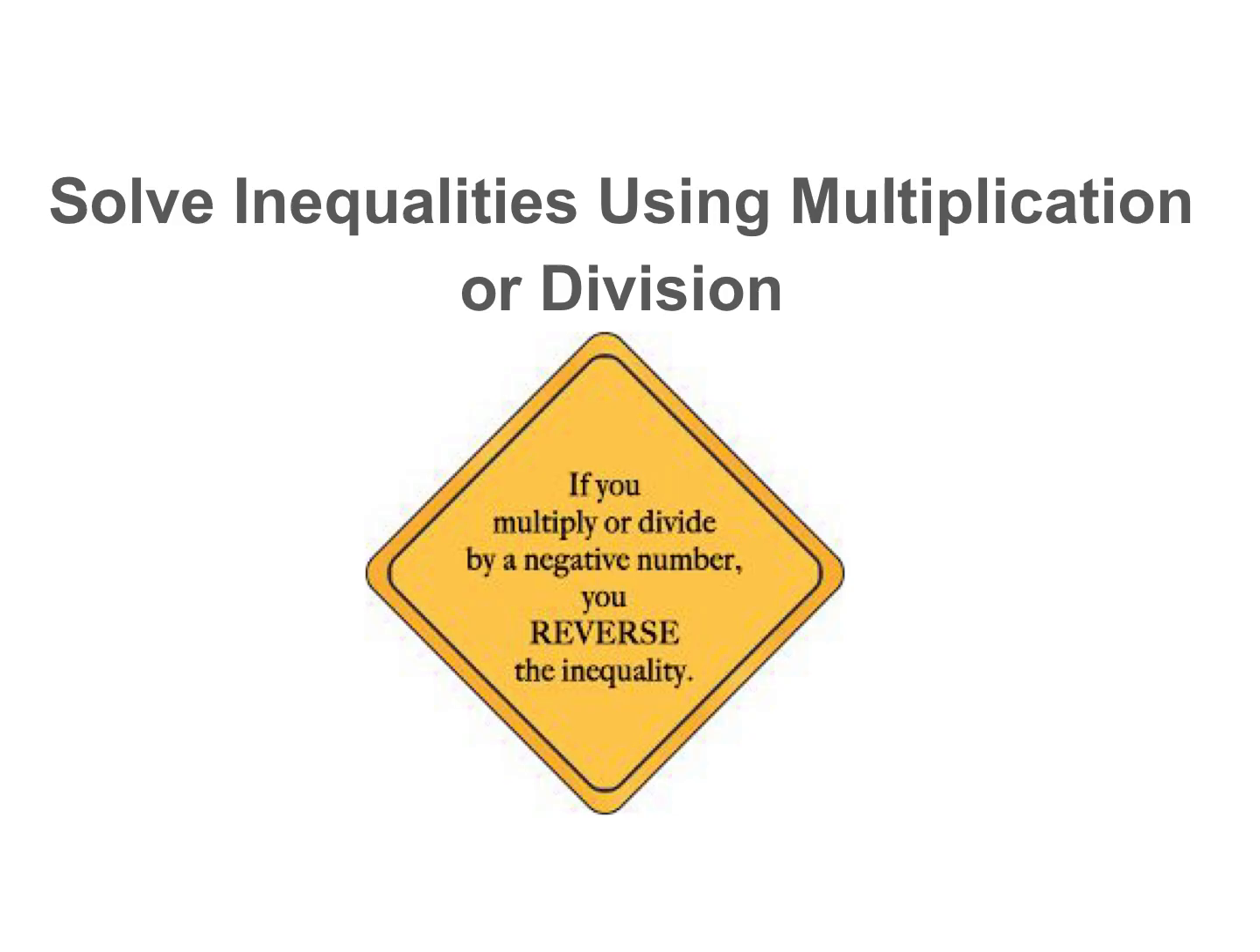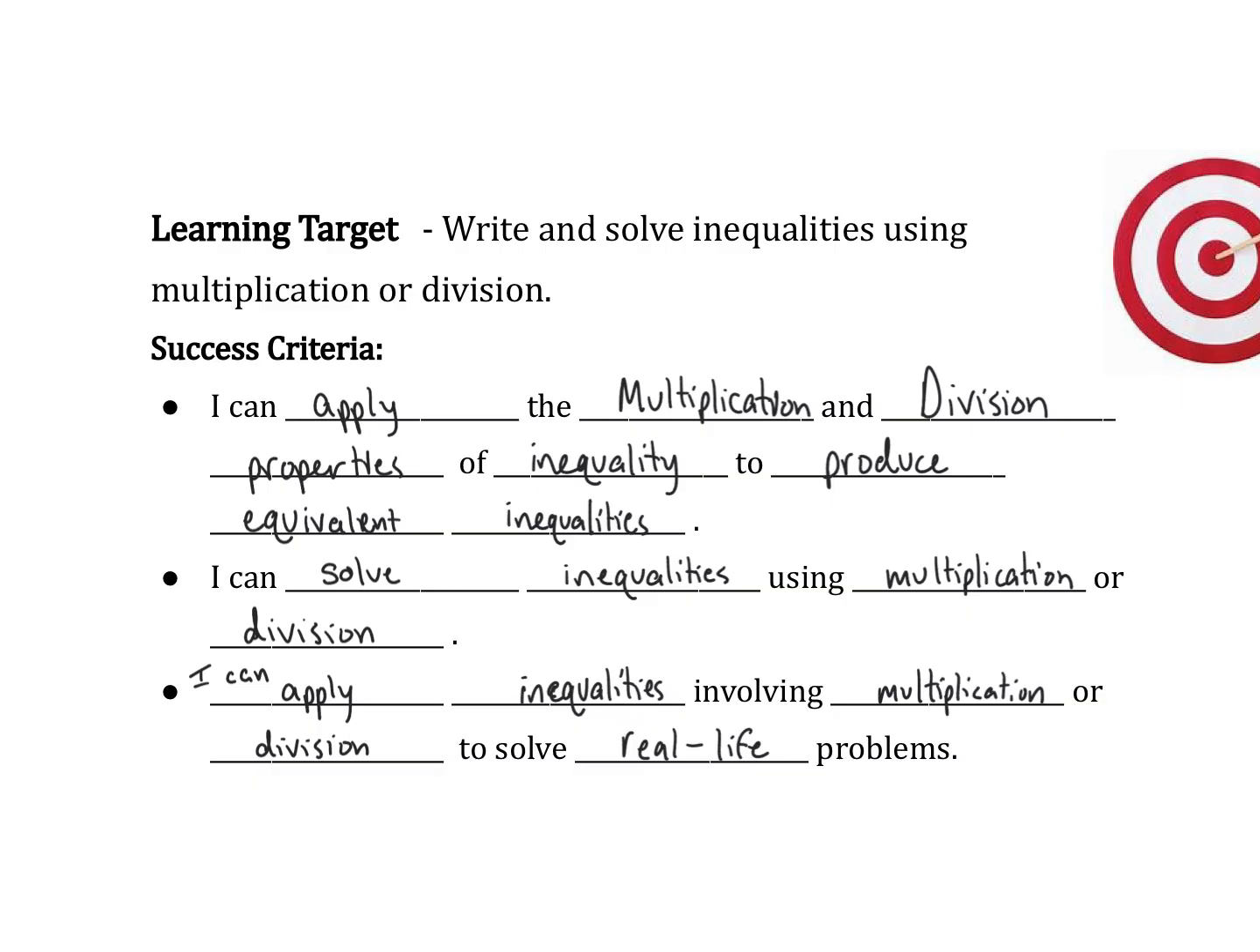There is, however, one major change that happens with inequalities, specifically when we're talking about multiplying and dividing by negative numbers. We'll see that later in the video. Our learning target for this lesson is to be able to write and solve inequalities using multiplication or division. And our success criteria is this: I can apply the multiplication and division properties of inequality to produce equivalent inequalities.